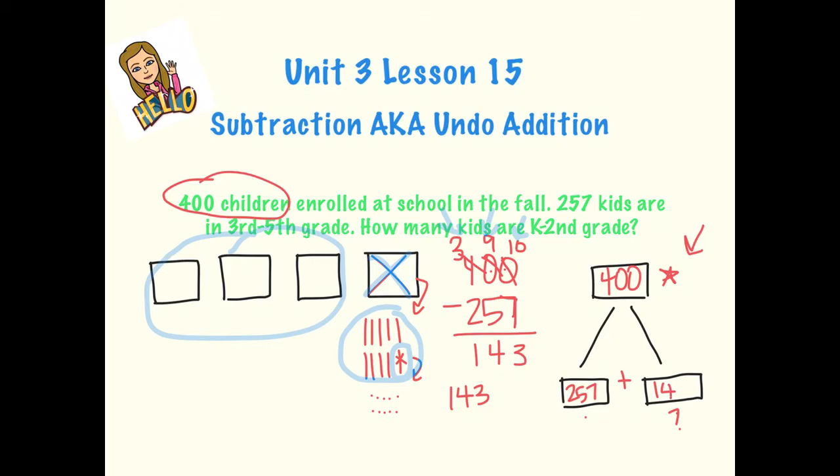Now if I wanted to recheck my problem to make sure I've done my math correctly, I could add those two numbers together, 257 plus 143, to make sure I do get 400. 7 plus 3 is 10, carry the 1. 1 plus 5 is 6, plus 4 is 10. 1 plus 2 is 3, plus 1 is 4. So as you can see here, ungrouping to do subtraction is the same as undoing addition.